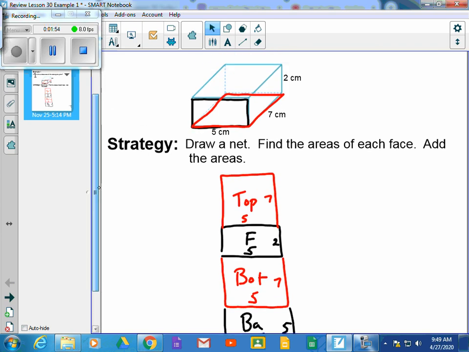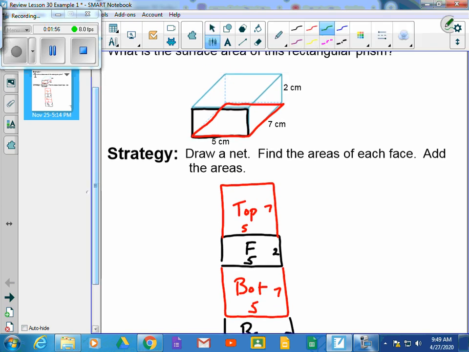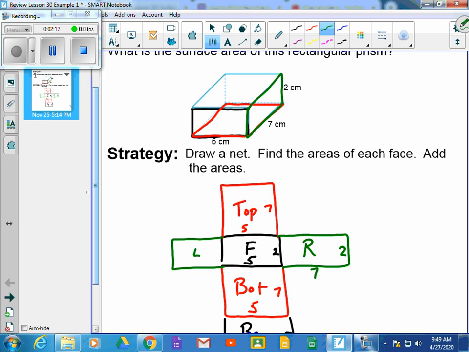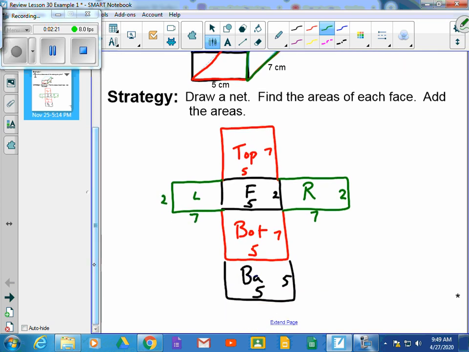Now the last sides that we have to draw are the left and the right. I'm going to outline those in green here. There's the right one. I'm going to attach that to the front. And my dimensions on that would be 7 by 2. Now that I have my net, I'm going to find the area of each of those 6 rectangles, and I'm going to add them together.